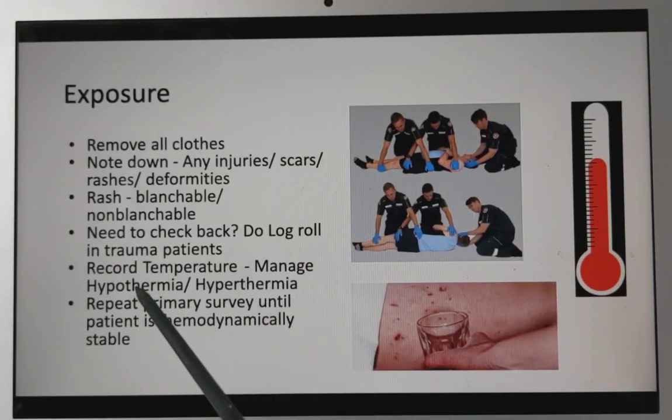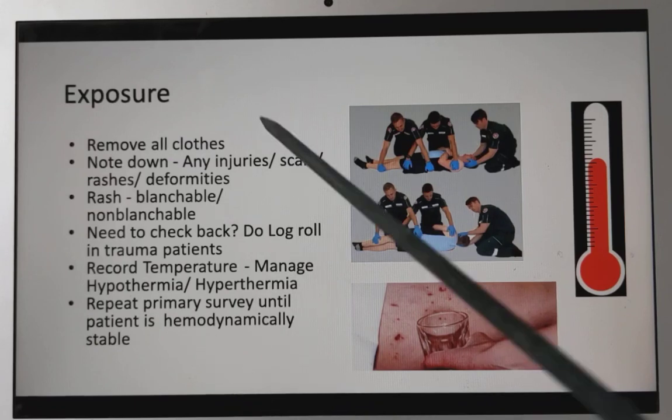Record temperature, whether they are having low or high temperature. If they are having low temperature, then you need to ensure that the room temperature is supporting and helping them warm up. If it is a very high temperature, then you need to cool their body. And you repeat the primary survey until the patient is hemodynamically stable.